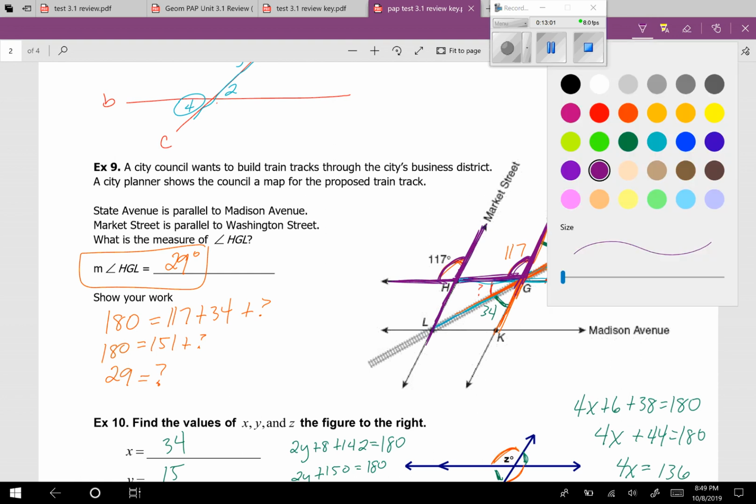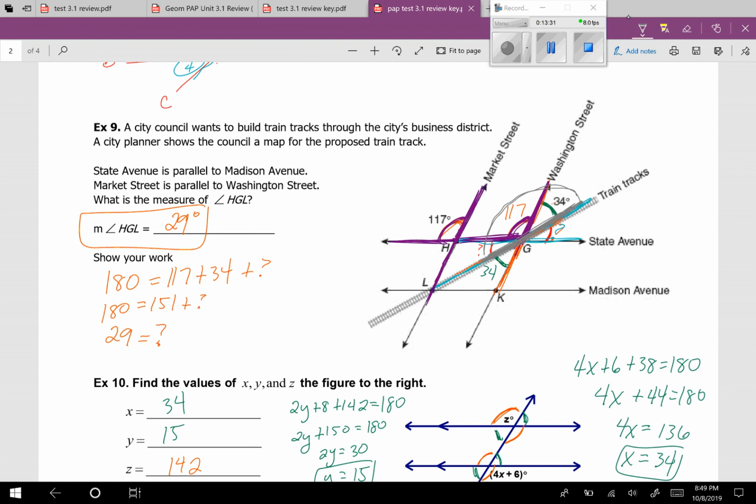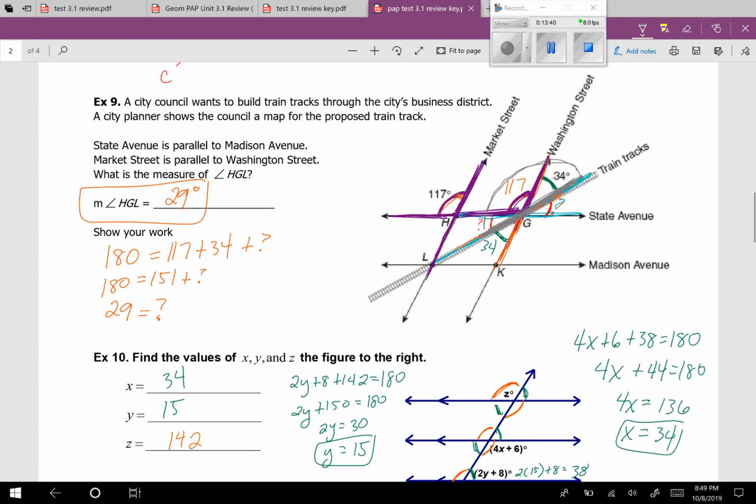And then if you look carefully, we can see we have this 117 and this 34, and it's making this straight line right here with the railroad track. So if I start right here at the railroad track and I go all the way back to the railroad track, that's going to make 180. So I have this 117 and the 34 and then question mark, and they're supposed to add up to 180 because they're making that straight line. They're all supplementary. So that's what I did. 180 is equal to 117 plus 34 plus the question mark, and then we just solve it for the question mark, and it gets us 29.